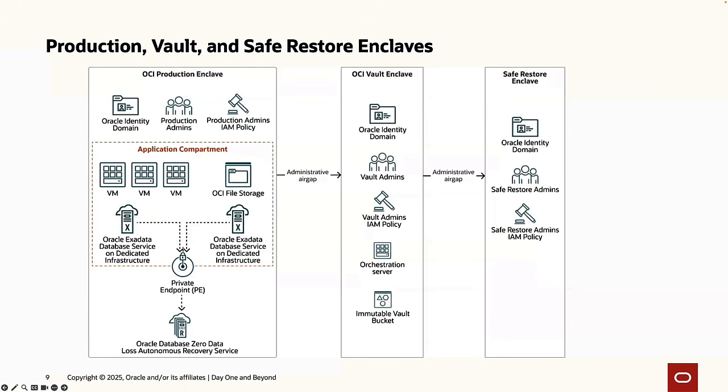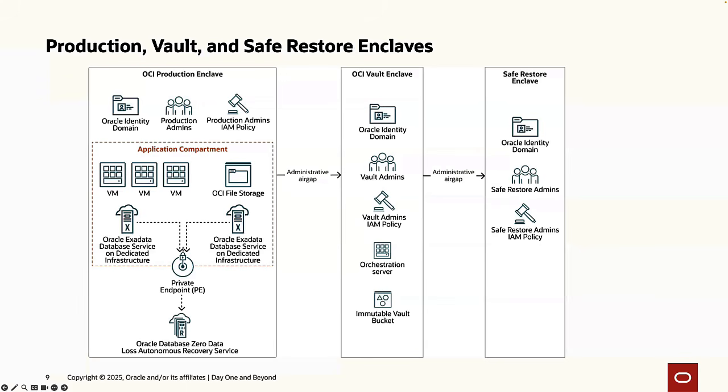So this is kind of what the production, Vault, and Safe Restore enclaves look like in OCI. These are the things that you would see in them. In your production, you've got an identity domain, production admins, the associated IAM policies, and all the application components and database components. The Vault Enclave is just going to have perhaps a separate identity domain with a different set of admins and a more restrictive set of IAM policies. So there's very little action that humans can take within this Vault Enclave.